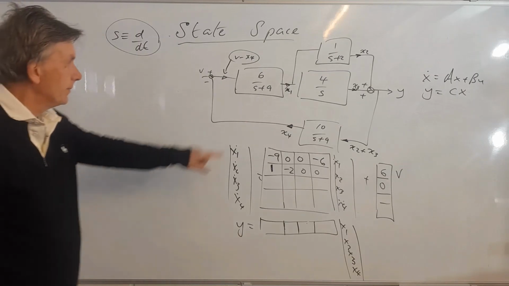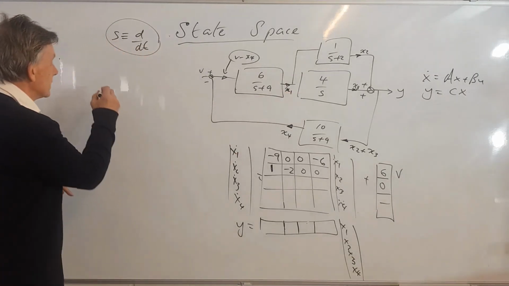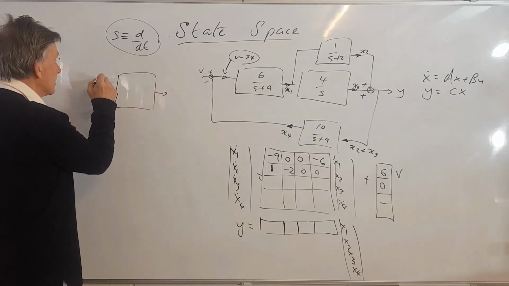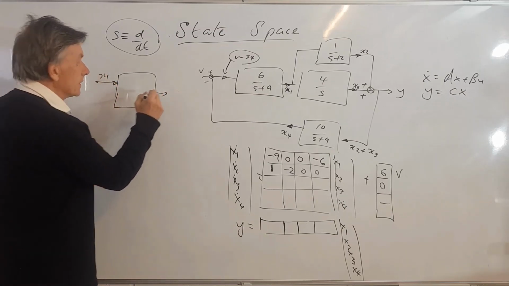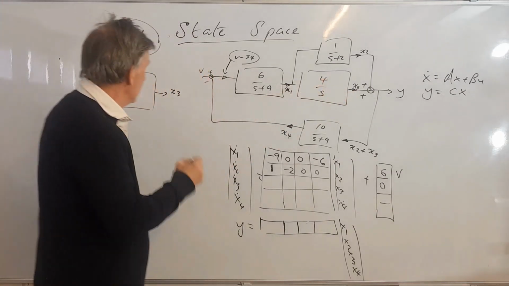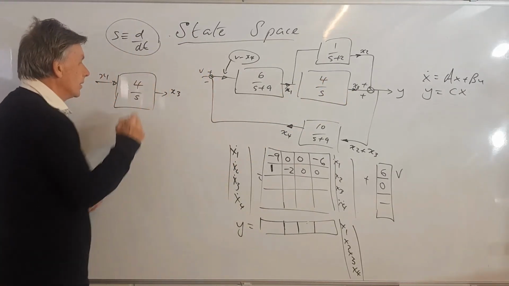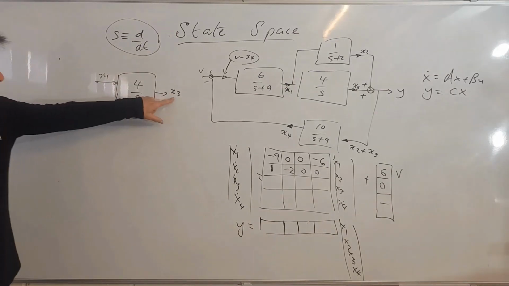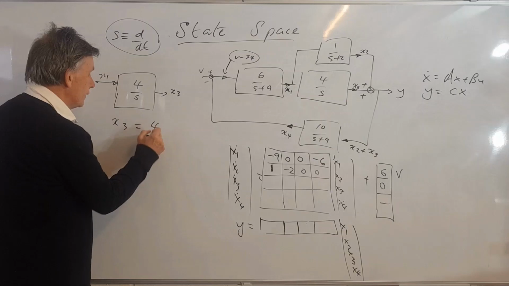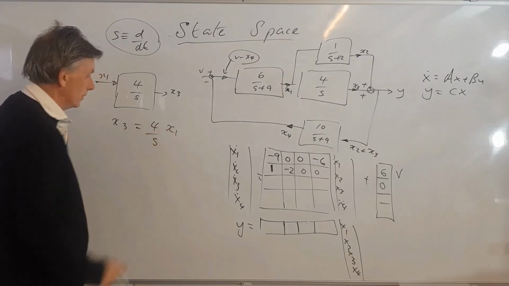Now go for the next one, which is going to be this one here. So this is similar to the one we've just done. This time it's got x1 going in, and this time it's got x3 coming out. There's x3 there, and it's got a 4 over s in the box. So this now is this times this. So x3 is equal to 4 over s times x1.